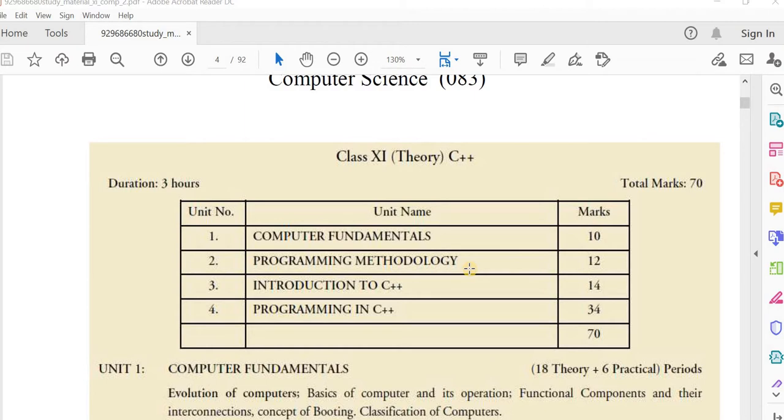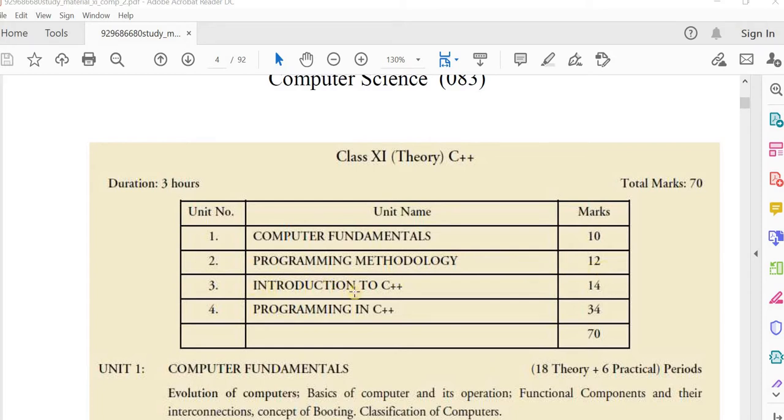Different kinds of programming methodologies like algorithms, flowcharts, and different types of errors involved in programming, all these things will be covered in programming methodology. This unit contains 12 marks.